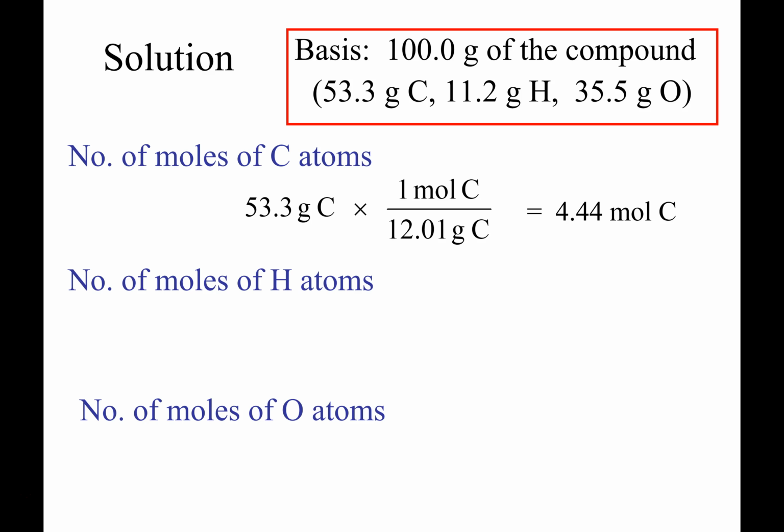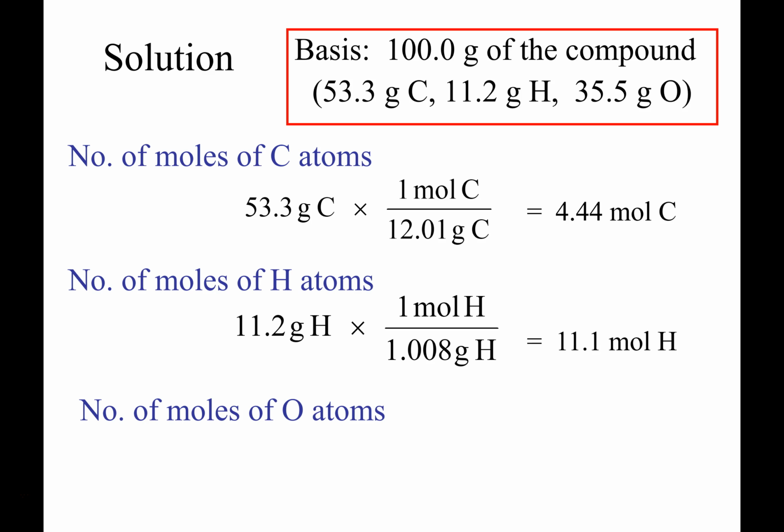Hydrogen, we're going to take that 11.2 grams of hydrogen, which is what we have, taking 100.0 grams of the compound. And then we use the molar mass of hydrogen from the periodic table, 1.008 grams per 1 mole. So grams will cancel and we'll be left with moles of hydrogen. Again, 3 sig figs. So relatively speaking, in this 100-gram sample of our compound, we have 11.1 moles of hydrogen.